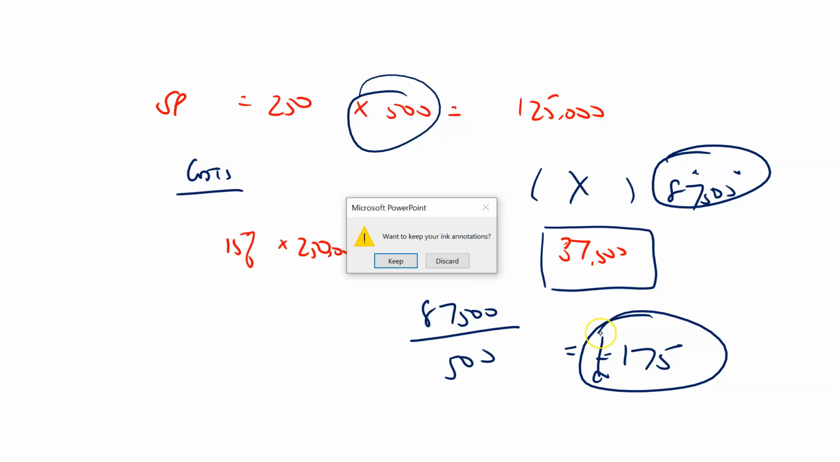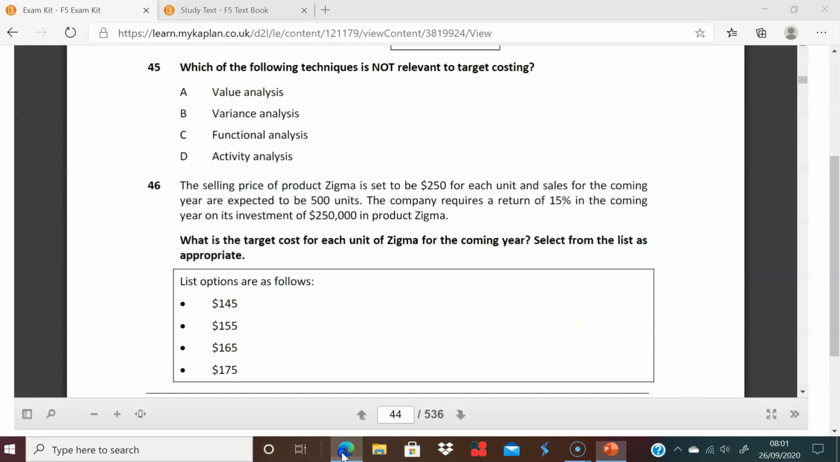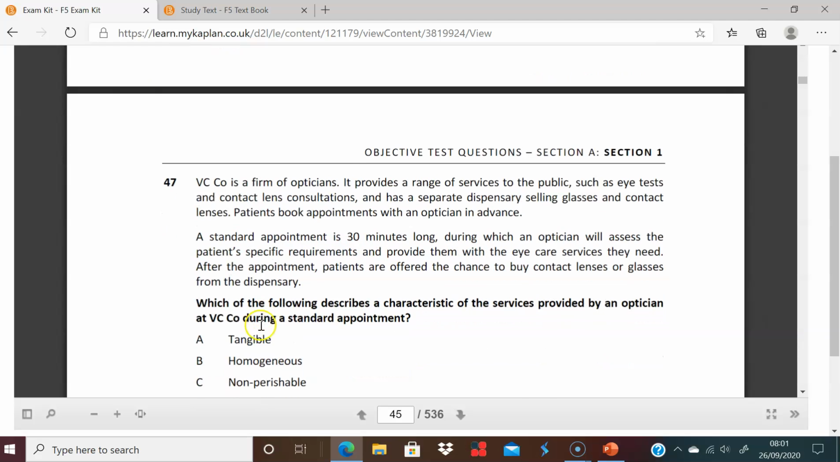So your answer there is 175, and the answer here technically is D. My mouse is misbehaving. And I think that brings us to, is there one more? Yes, there's one more here.